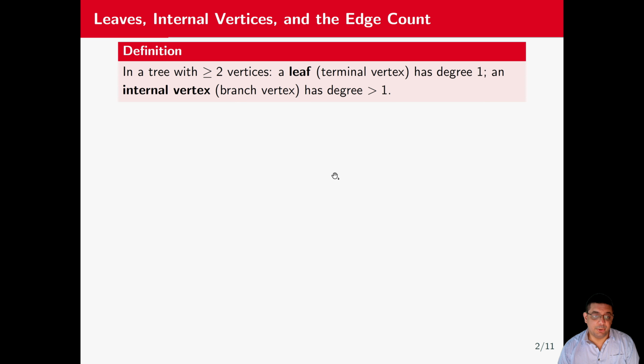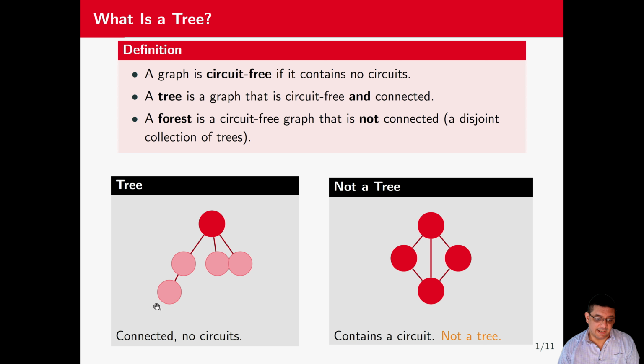Now, in a tree with two or more vertices, a leaf or terminal vertex is going to have degree 1. An internal vertex or branch vertex has degree bigger than 1. So for example here, this is a leaf and this is an internal vertex because it has degree bigger than 1. This is a leaf because it has degree 1.